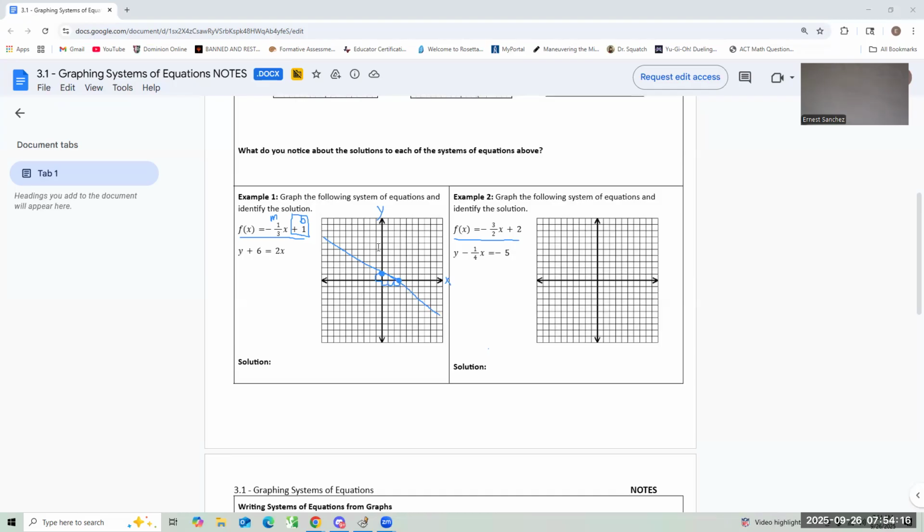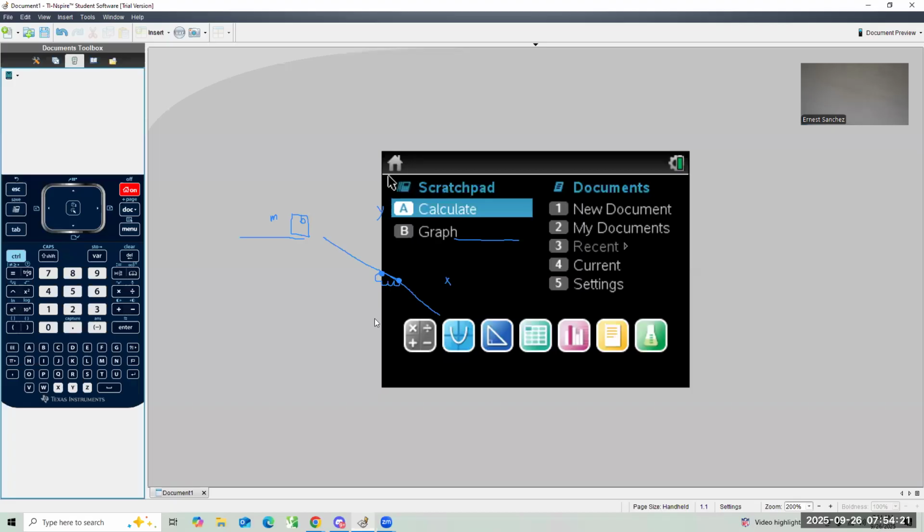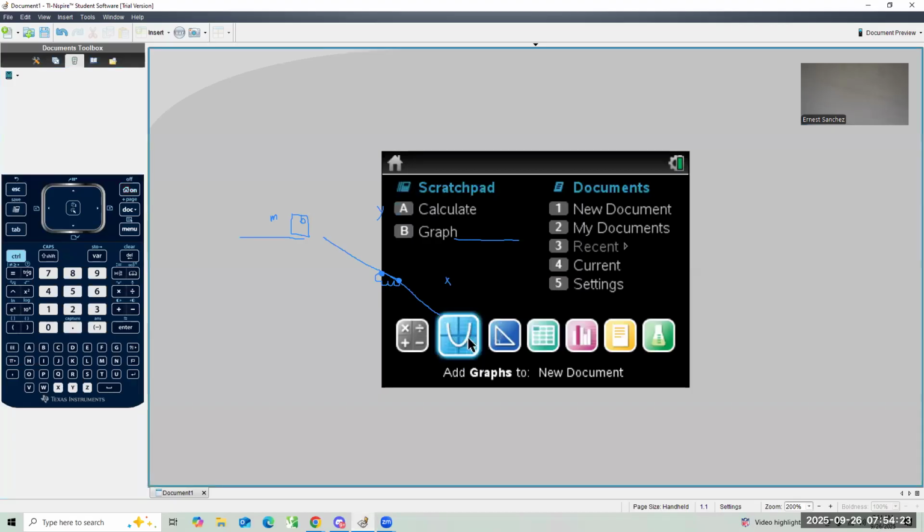Okay, and now I need to get a second line to see what type this is. So I'm going to get my calculator. I'm going to go to add graph.